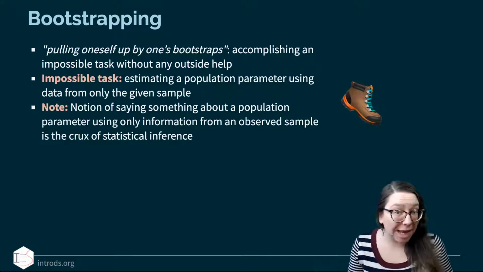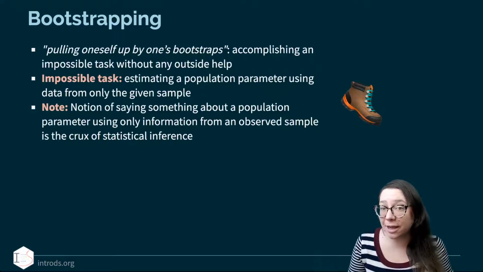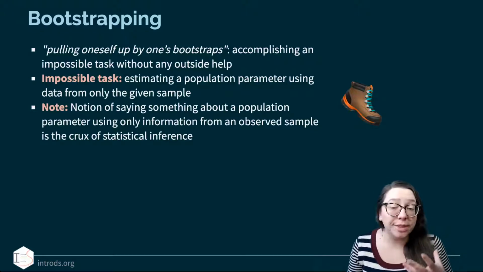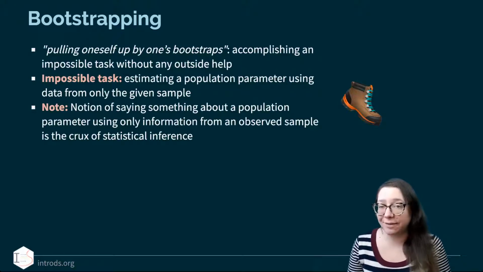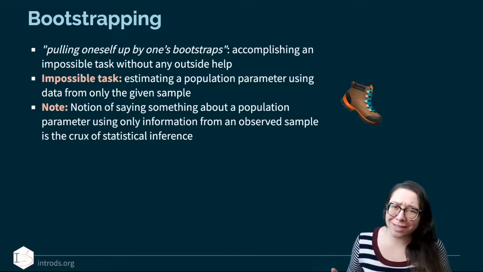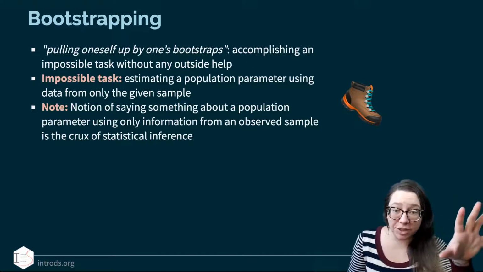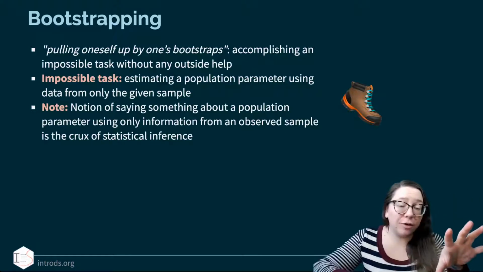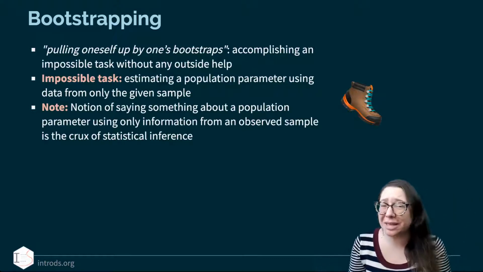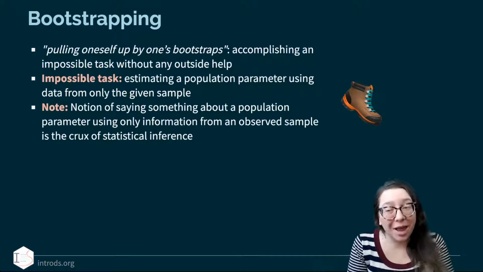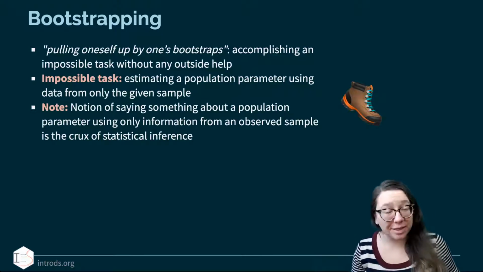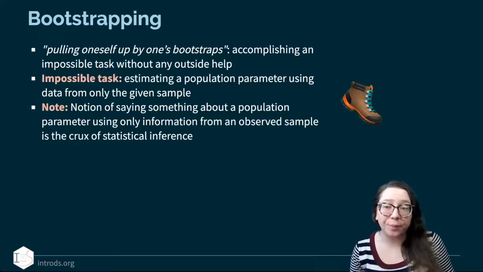The impossible task in this scenario is estimating a population parameter using data from only the given sample. We're calling this an impossible task, but that's basically what all of statistical inference is. So the notion of saying something about a population parameter using only information from an observed sample is really the crux of statistical inference. So it's not so impossible. There are actually great ways of doing this, and bootstrapping happens to be one of those ways, and that's what we're talking about in this video.